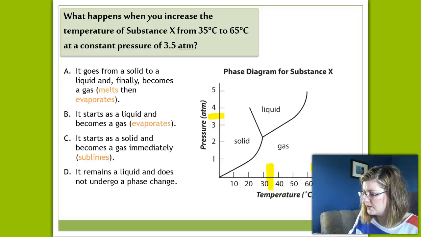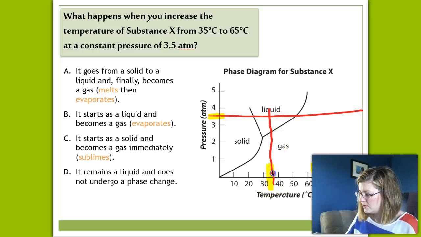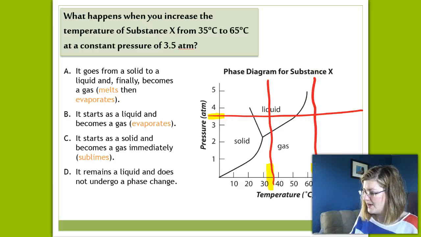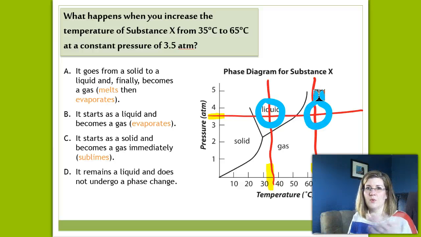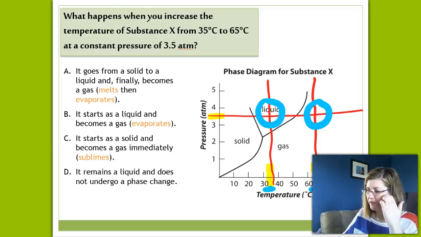So I'm going to draw some thicker lines here for you. We have 3.5 atm. It says what happens. So you're going to pick a description here of what's happening. And just to help you out, you're trying to focus on those 2 points and what has happened as you went from this temperature to this temperature.